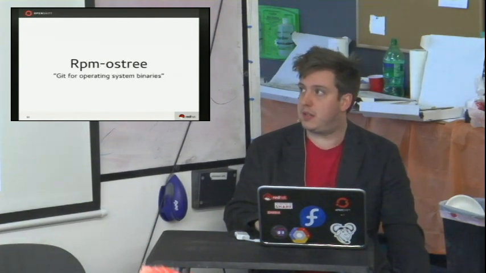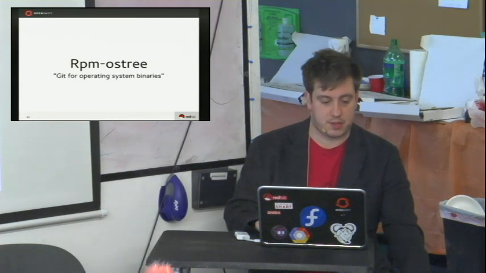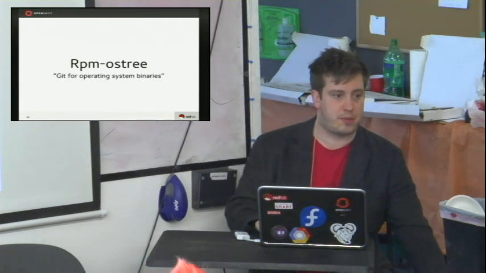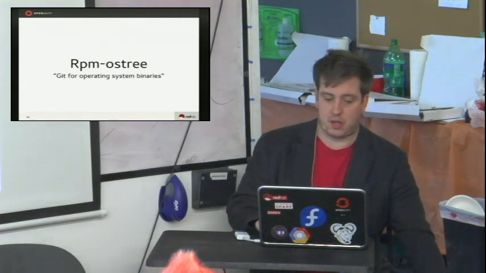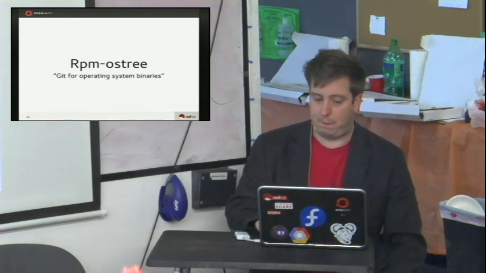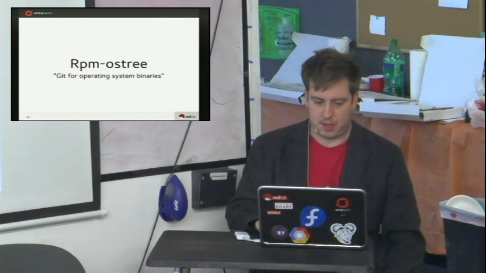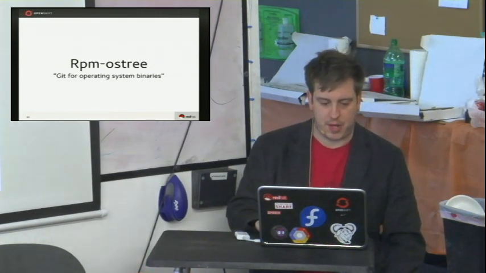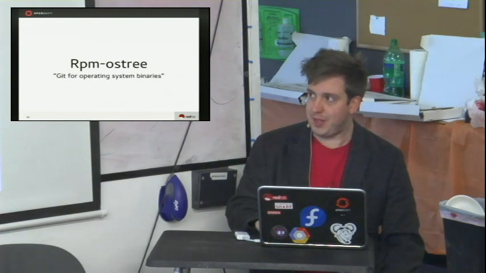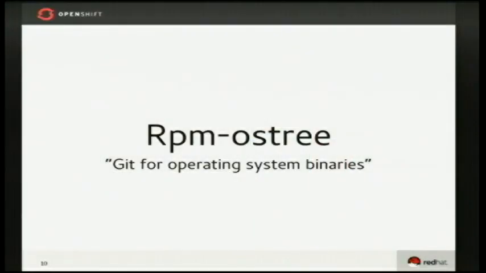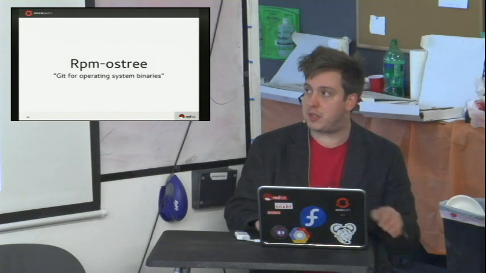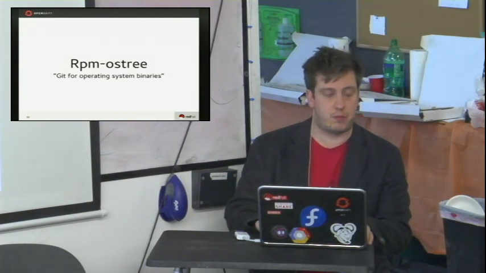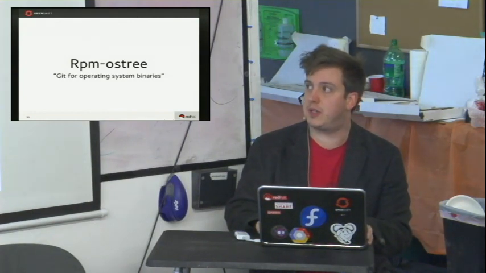Another component is RPM OS tree. This is Git management for your operating system binaries, or Git-like management for your operating system binaries. It comes out of the GNOME OS tree project. And I'm going to take this opportunity to request that you do not mess with the OS tree. But we'll get to that a little bit once we start the Atomic system up. And you can roll your own OS tree as opposed to what you get from the Atomic distribution. But if it breaks, you get to keep all the pieces.